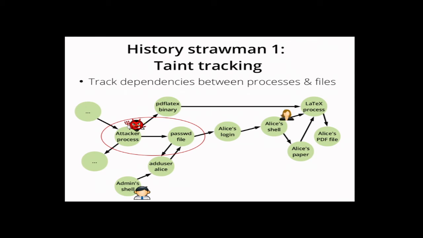For example, if attacker process writes to the password file, we're going to create a dependency from attacker process to the password file. Then we now have this execution history by using taint tracking. Then how can we recover from this attack?